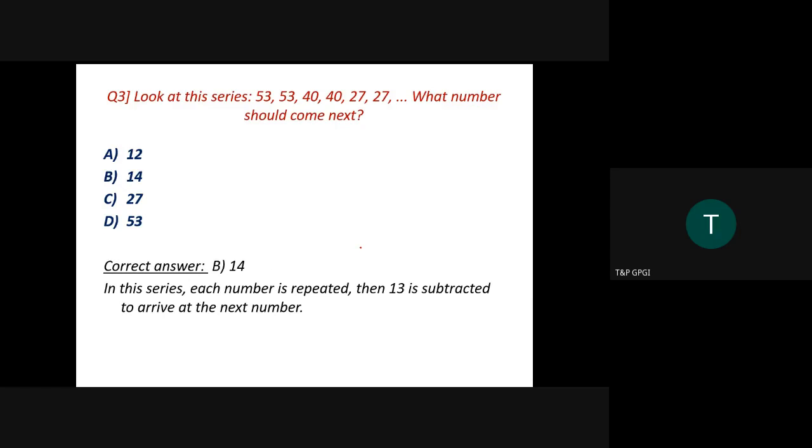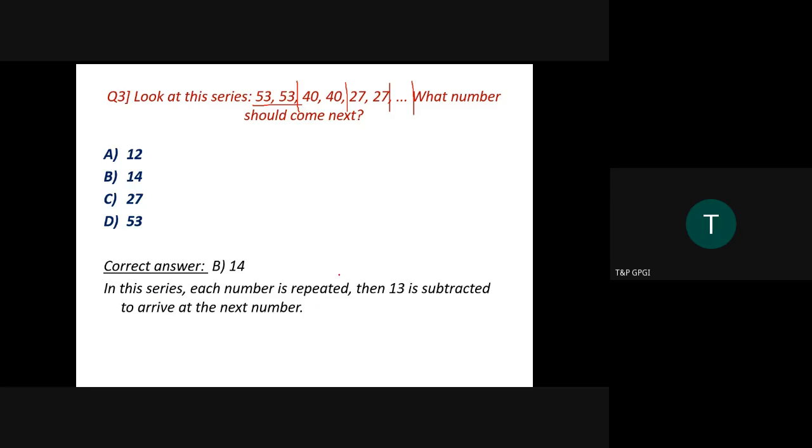Okay, next. Now look at the series: 53, 53, 40, 40, 27, 27. Okay? Now what should be the number that should come next to 27? You can see here two numbers are the same. First 53, then 40 is the same, then you can see 27. So the next pair should also be the same.